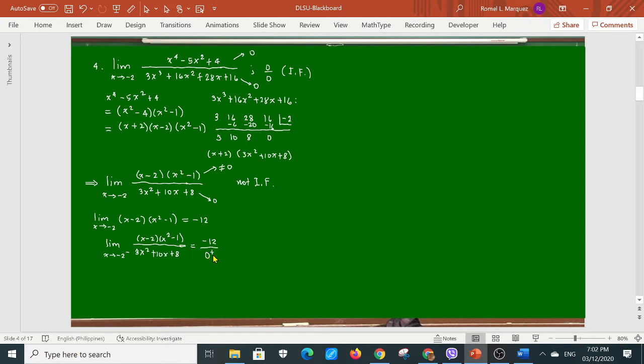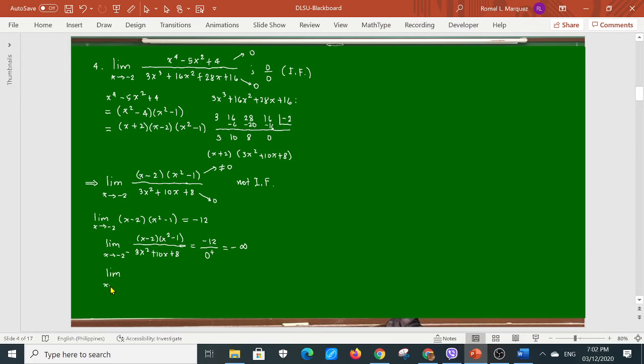Pag sinabing 0 from the, may positive sa taas, you're not dividing negative 12 by 0. But you are having the limit in the denominator, 0 coming from the right. So, approaching 0 but from the positive values. So, this is equal to negative infinity. Okay? Now, what about from the left?